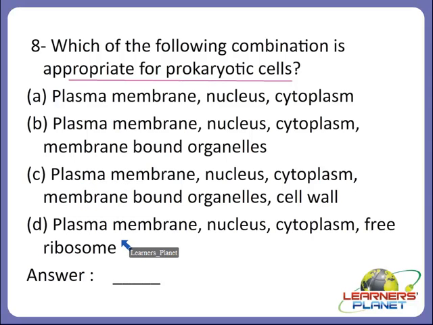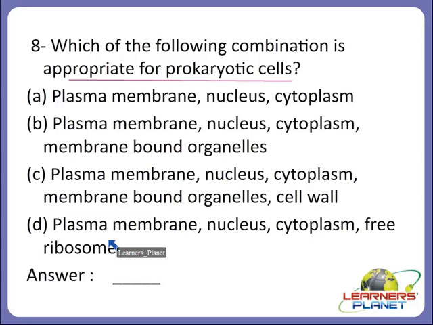Another option, let us see. Plasma membrane, nucleus, cytoplasm, and free ribosomes. Of course, free ribosomes are definitely present in the prokaryotic cells. They do not have any membrane bound ribosomes. They are not present over the endoplasmic reticulum. Right? In a eukaryotic cell, these ribosomes are actually present over the surface of the endoplasmic reticulum.